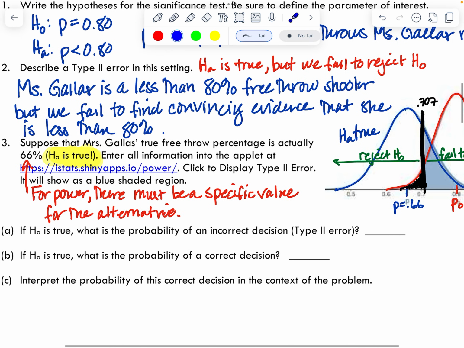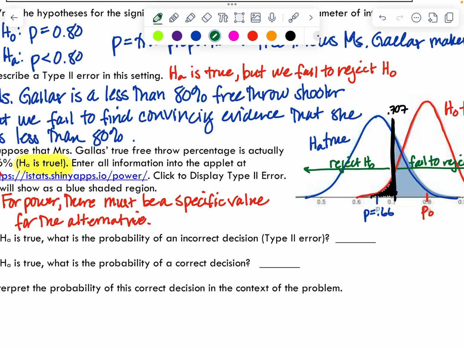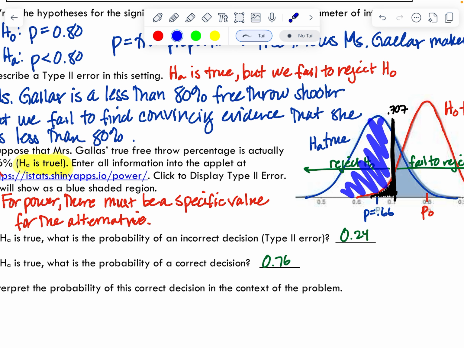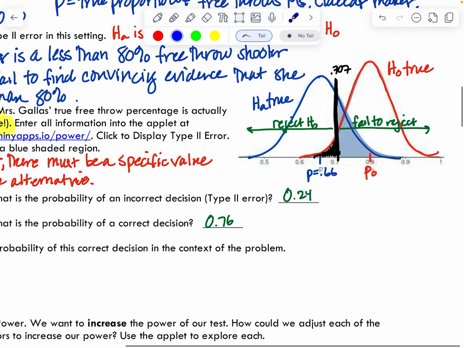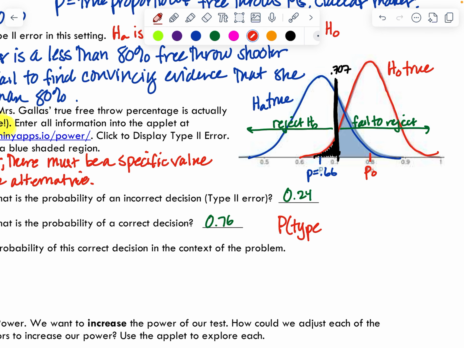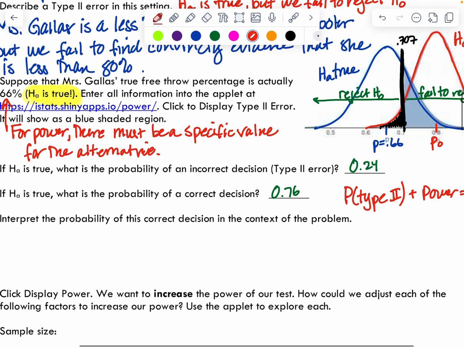So let's look. If HA is true, what is the probability of an incorrect decision? So when we worked this out on the app, we saw that it was 24%. If the HA is true, what's the probability of a correct decision? That is 0.76. So this is an incorrect decision. This would be a correct decision. And those have to add up to 100, okay? So here's what I will say in your red pen. The probability of type 2 plus the power has to equal 1. That's important.